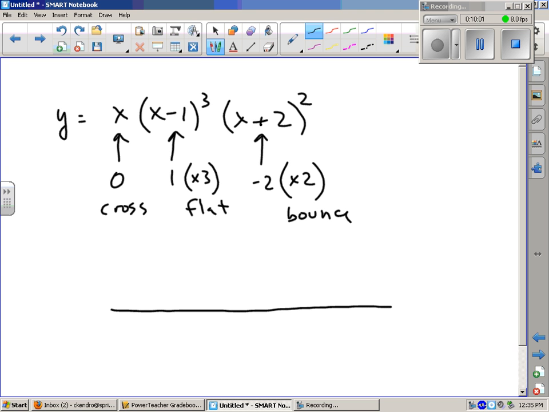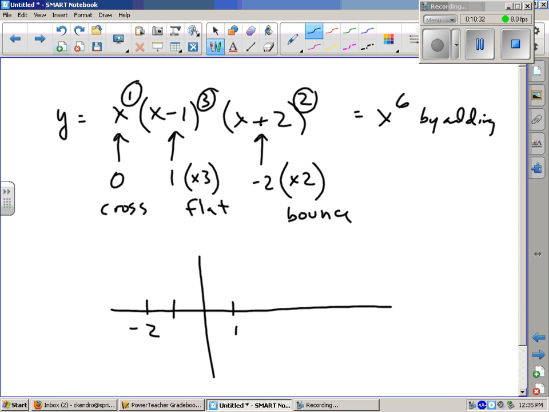So we set up our little chart here. Label, here's -2 and here's 1. And let's figure this out. Is it even or odd for the exponents? Basically, if I was to multiply x to the first, x to the third, and x to the second, that would be x to the sixth. So you add up these. If it's not already worked out and you know it's x to the sixth, then you add the exponents. So now I know it's even.